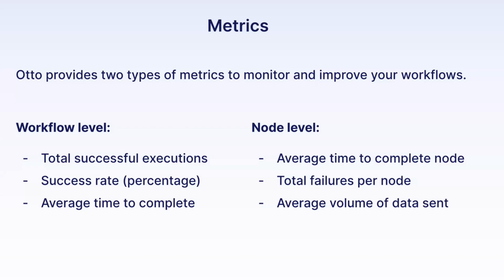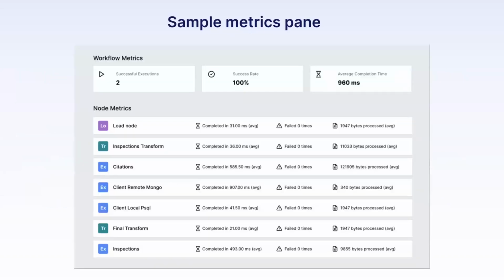And we do this just by measuring the size of the stringified JSON, since everything is represented in JSON for input and output. And here is what that metrics pane will look like inside Otto. Pretty self-explanatory again, workflow metrics on top, node metrics on bottom. Again, pretty self-explanatory how these are measured. We just track the beginning and end time, number of failures, bytes processed, and so on and so forth.